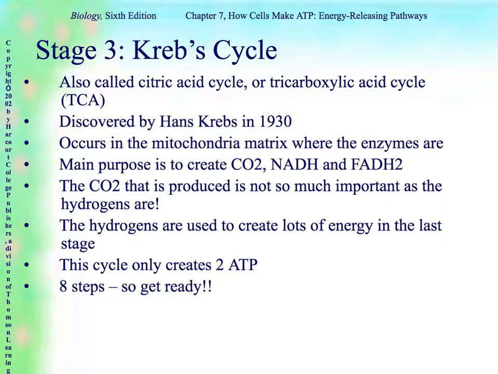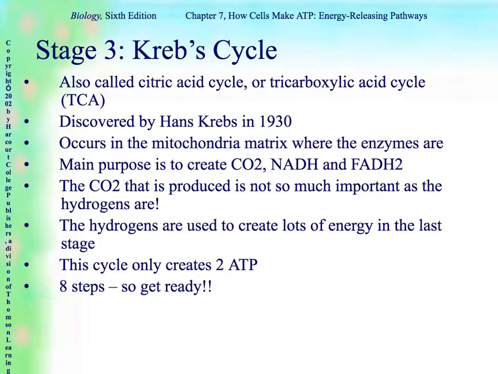Okay, this is video 2, continuation of cellular respiration. We did stages 1 and 2. Now we're on stage 3, which is the hardest, the Krebs cycle. The Krebs cycle is also called the citric acid cycle, or the tricarboxylic acid cycle, or the TCA. It was discovered by Hans Krebs in 1930, and it occurs in the mitochondria. That's where we already are with our pyruvate changing to acetyl coenzyme A. We're in the matrix, though, and that's where the enzymes are.